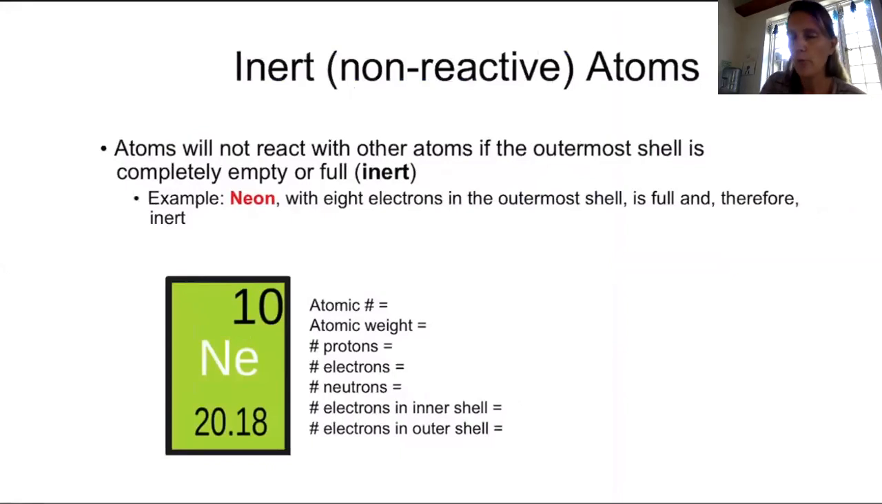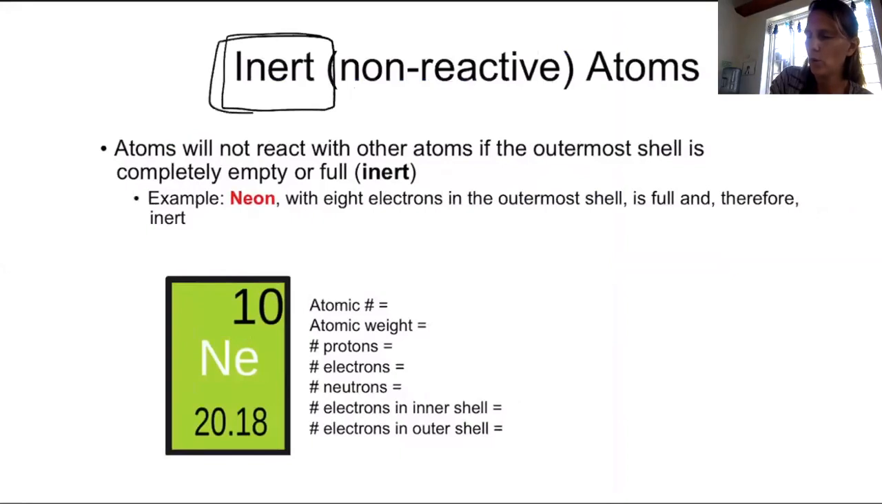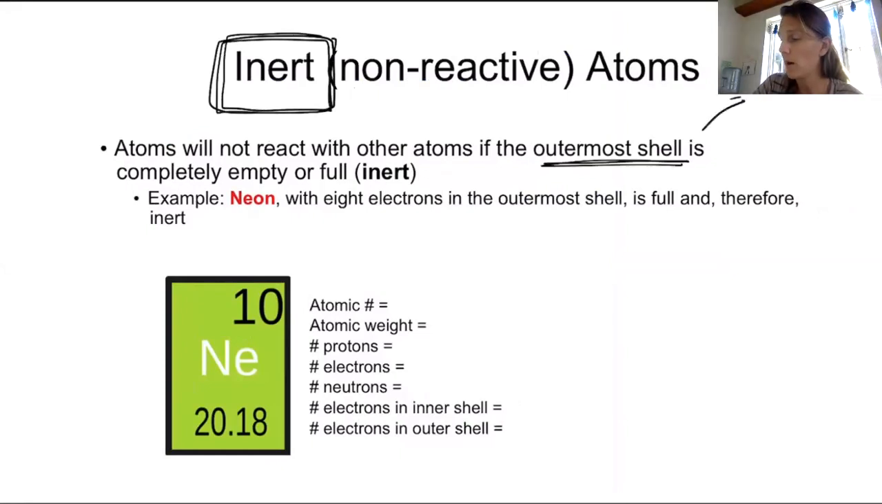Atoms that are non-reactive are called inert, all right? Kind of a weird word, inert. And this means that their outermost shell is completely full. And for the most part, that means it's following the octet rule, and it's full of 8 electrons, all right?